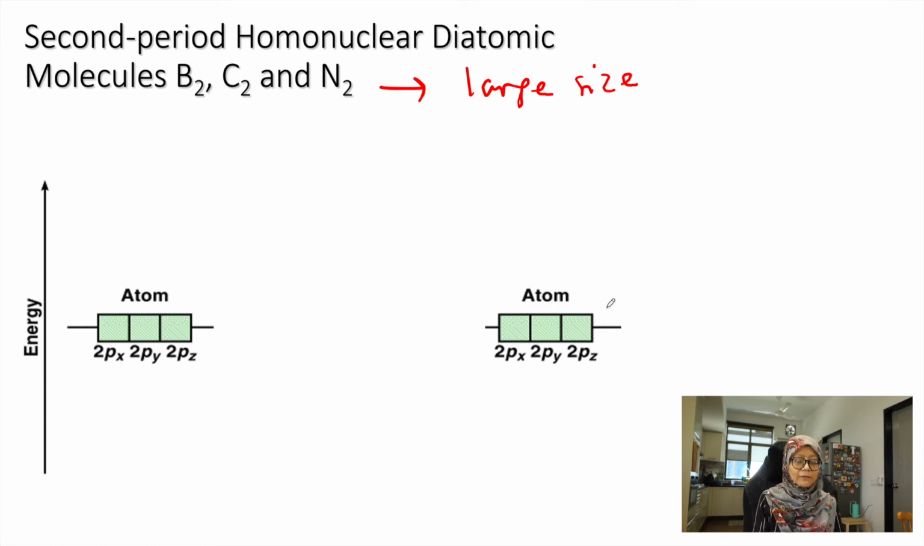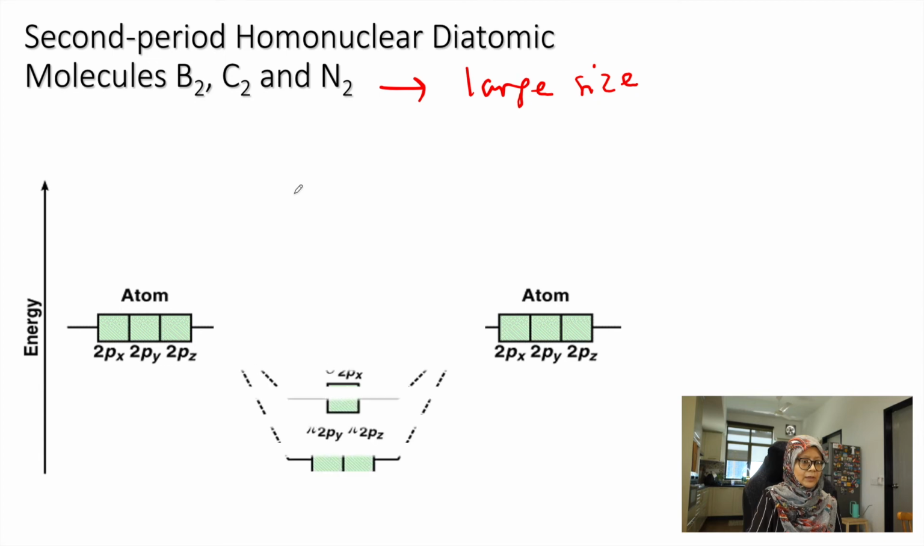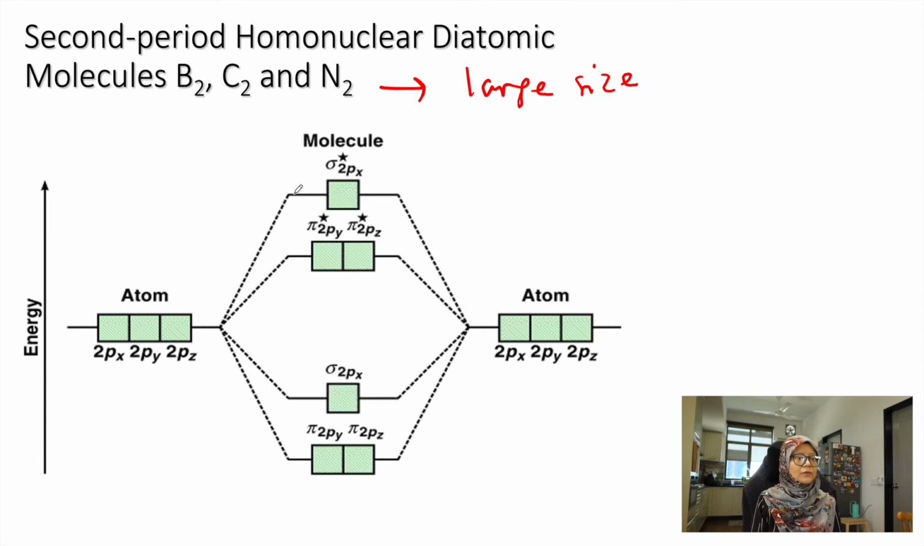Second one, you need to have the atomic orbital, on your right and also your left side. And then you need to have the molecular orbital. So the arrangement for B, C and also N, because they have a large size, will start with the pi first, not the sigma. The pi here, and then the sigma, and then pi star and also sigma star.